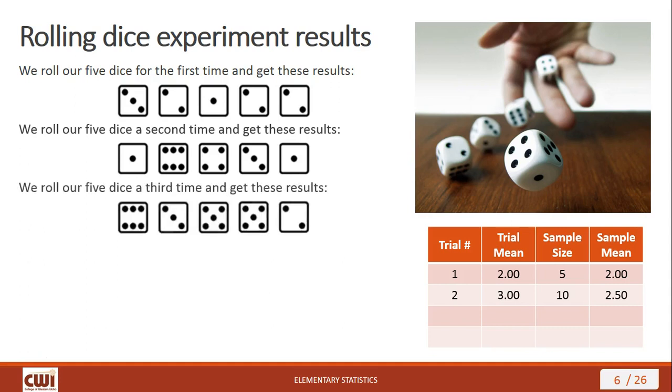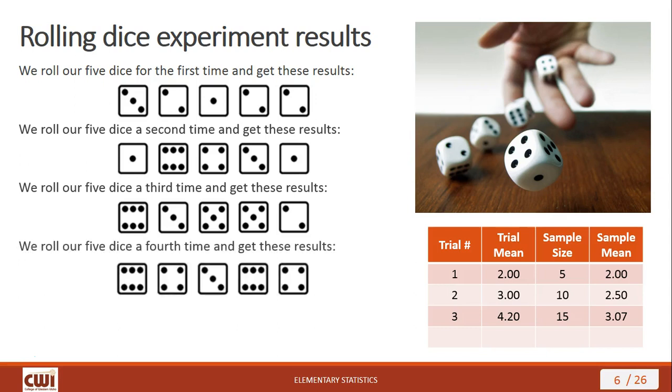Rolling the dice a third time gives us these results, which, when we add our values to the table, we find that for this third trial, the mean value is 4.2. When we add these 5 new values to the 10 we have already, now we have 15 total, and the sample mean of all 15 of these numbers is 3.07.